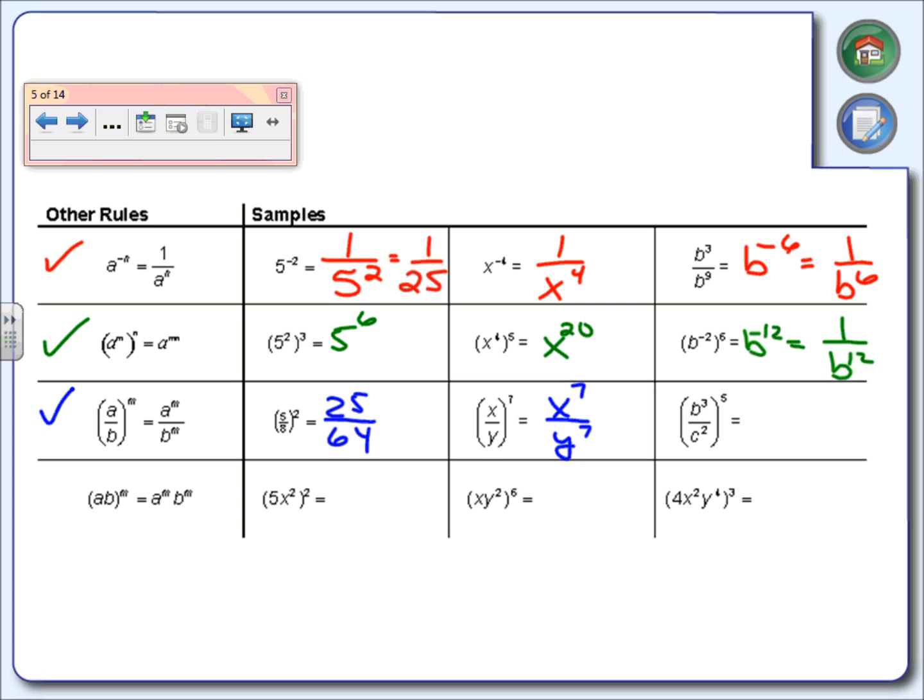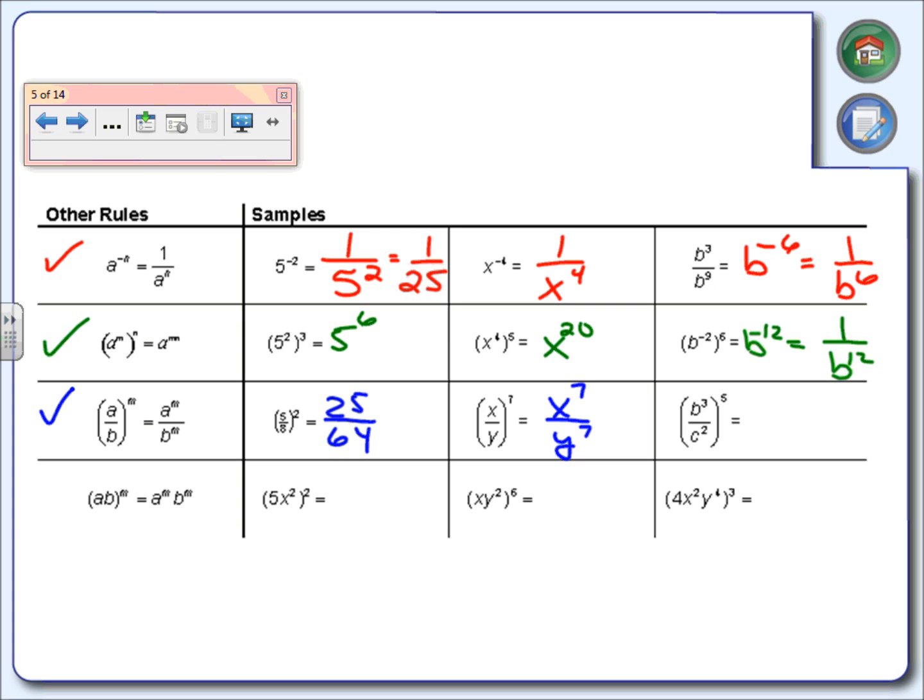And now I can subtract those exponents, right? No, don't subtract the exponents. Why can't I subtract those exponents? The bases are not the same. That's as far as we can go with that one. Stop right there. Now, the last one's going to require 2 rules.